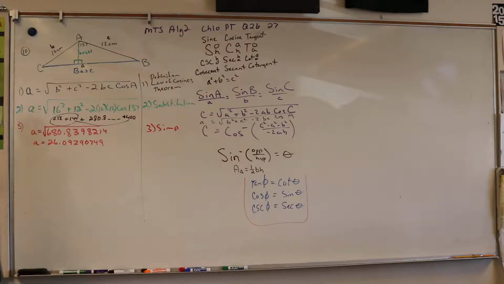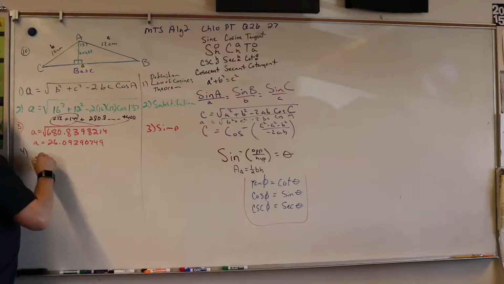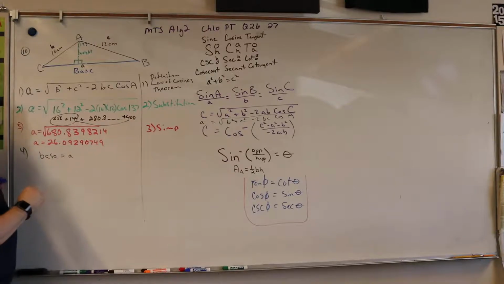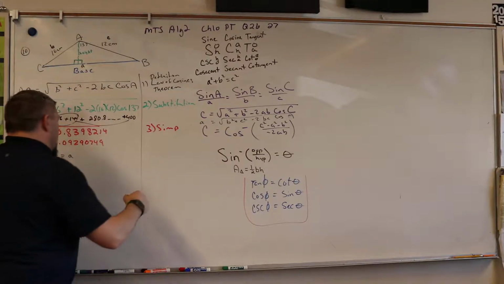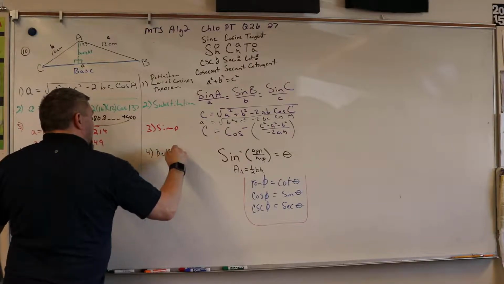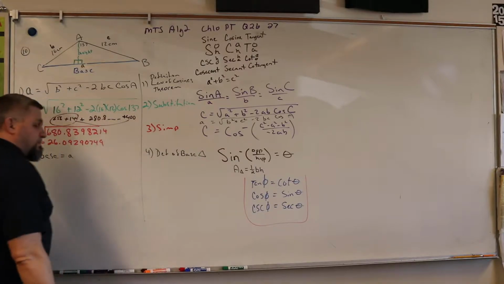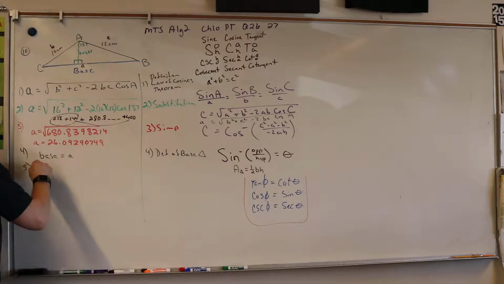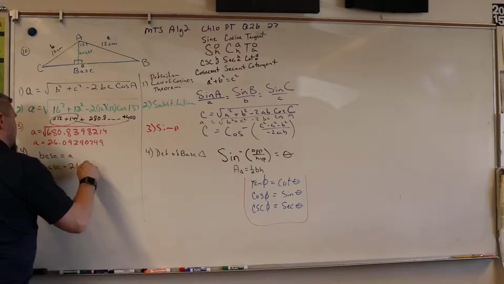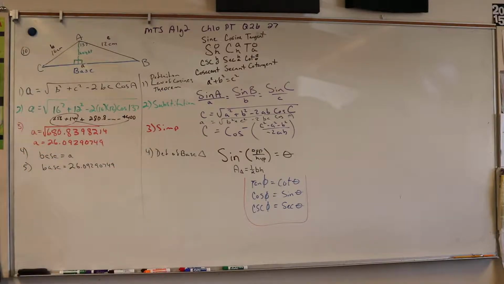That's our base. So the base is equal to A. We're going to list that in part 4. Step 4: the base is equal to A, by the definition of a base of a triangle. Now we can substitute that in and say the base is equal to 26.09290749. So we have the base.